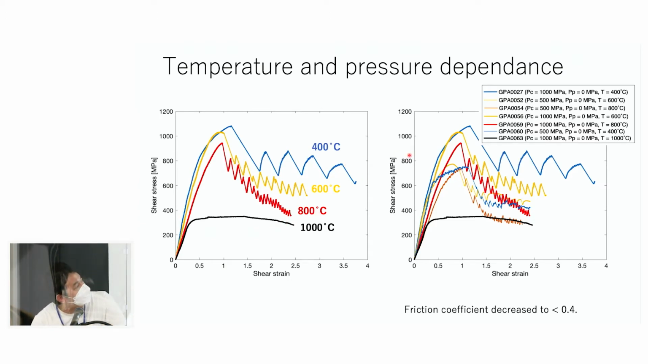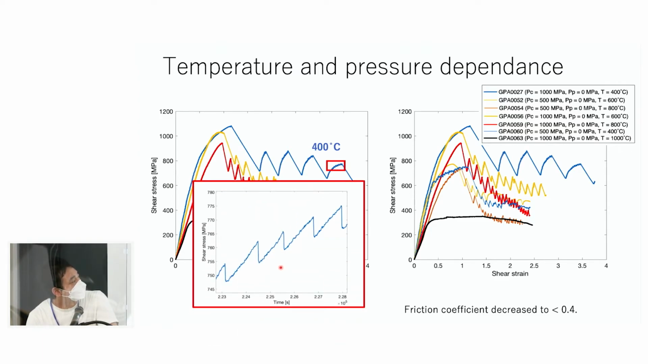And this is all the data compiled. The bold line is the experiment at 1 GPa, that's 1000 MPa, and the thin line shows the experiment at 500 MPa. All experiments show stick-slip behavior. If you enlarge this portion, we observe small stick slip as well, with a stress drop of just 5 MPa. Many people think the Griggs apparatus doesn't have such resolution, but we are able to resolve these small stick slips as well.